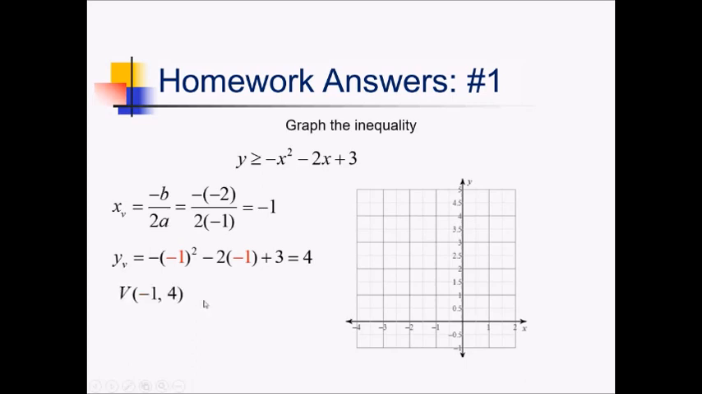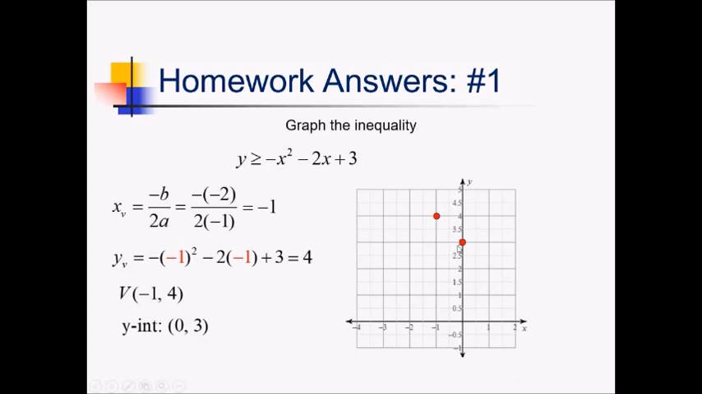Now when we graph out this vertex, since we have the equals under the inequality, we're going to use a solid dot. So at negative 1 comma 4 right up here, solid dot for the vertex. And let's also get two other points. I'll use the y-intercept for one of them. So that's going to be this constant right here, this plus 3. So 0 comma 3 is our y-intercept. Another solid dot over there.